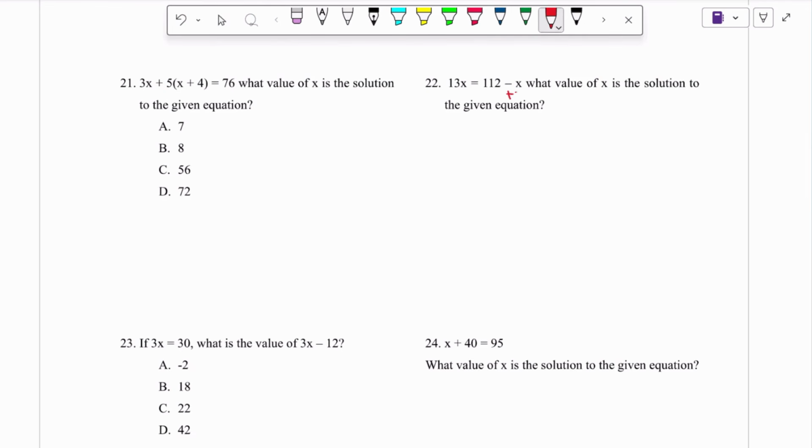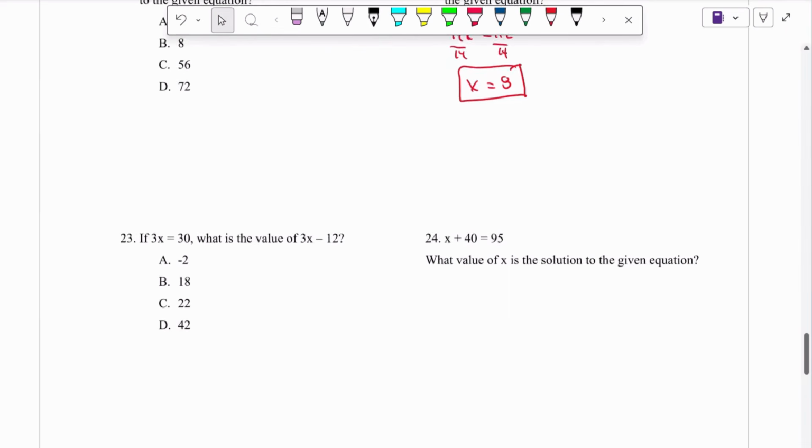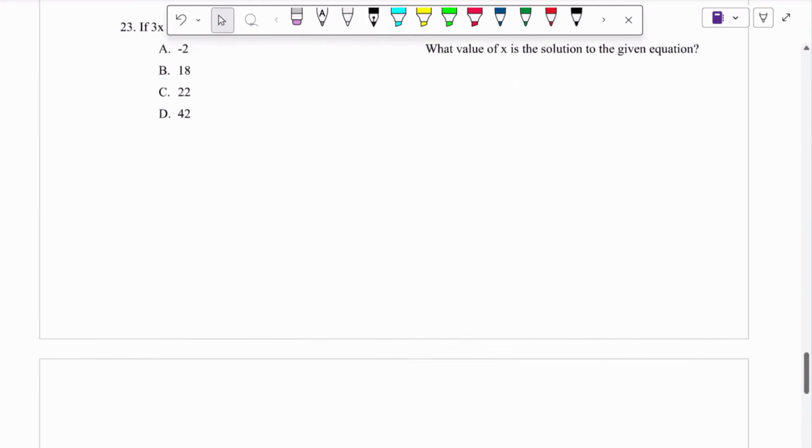I can take a look here and add x to both sides, and this is going to give me 14x equals 112. If 14x is equal to 112, I have to divide both sides by 14. And when I do that, I get x is equal to 8. Simple, straightforward question. Please take the time and work through the rest of the problems.